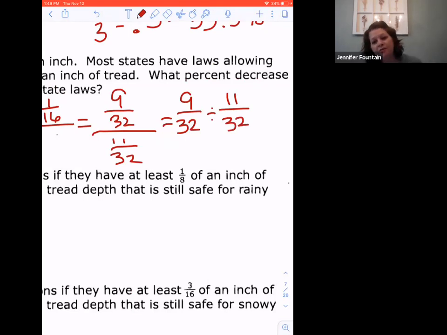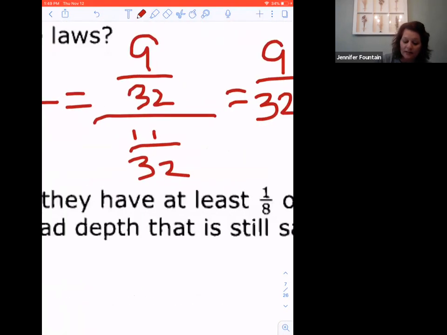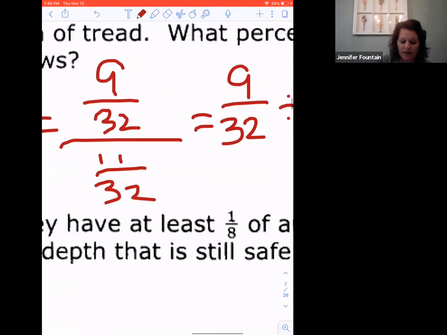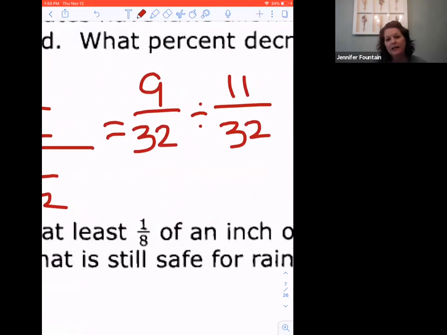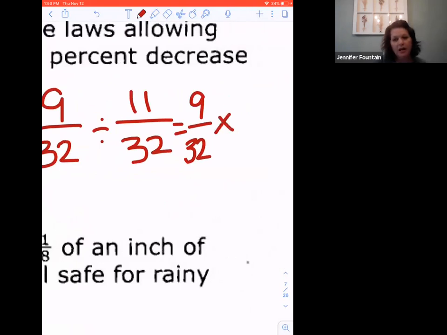Now think about dividing fractions. We just recently worked on this. Remember, we have keep, change, flip. Notice it looks very different, but it's the same as just having 9 over 32 divided by 11 over 32. So I'm going to keep my first fraction, change from division to multiplication, and flip my second fraction.